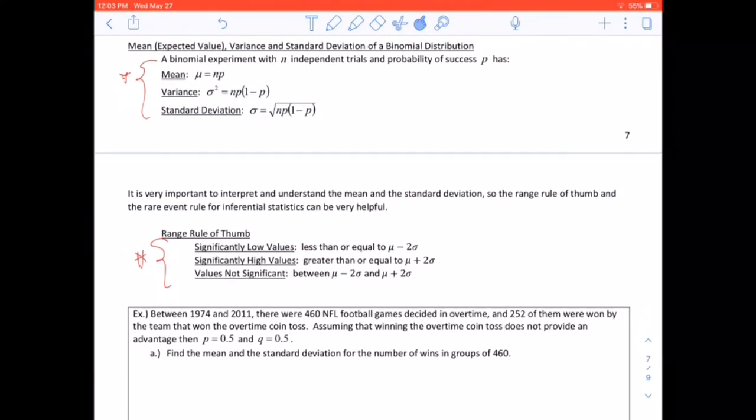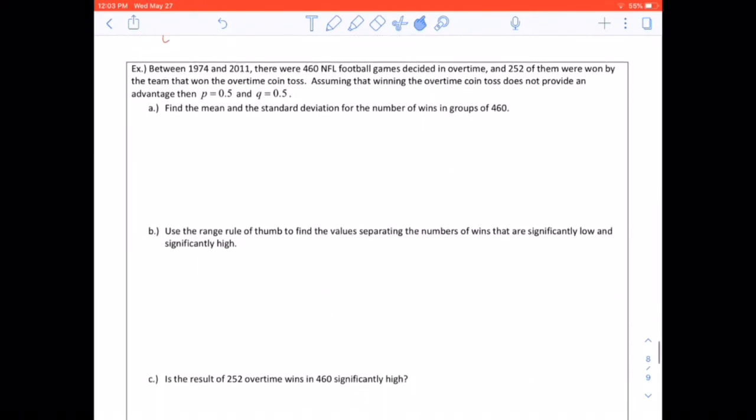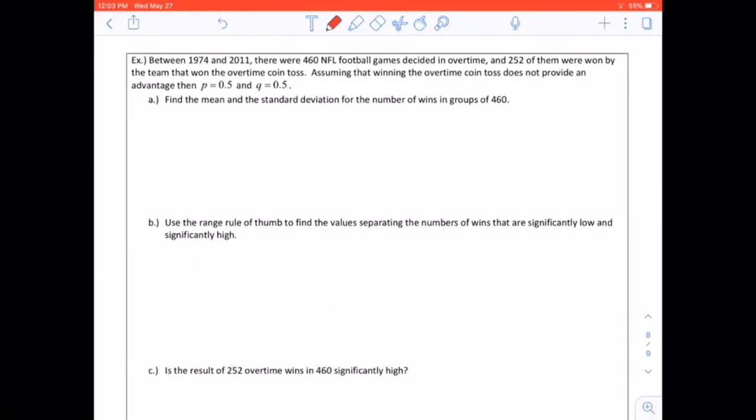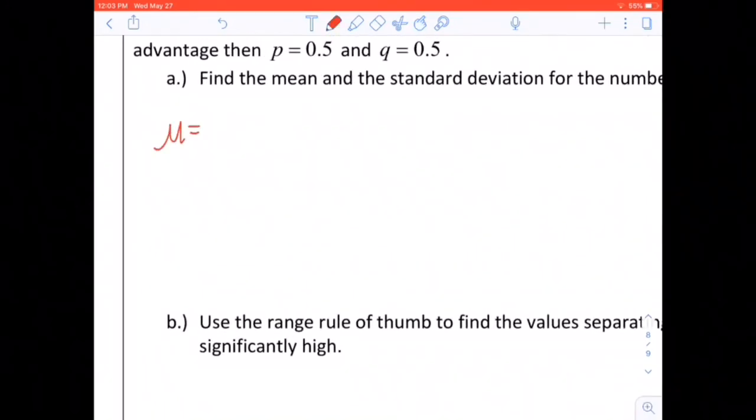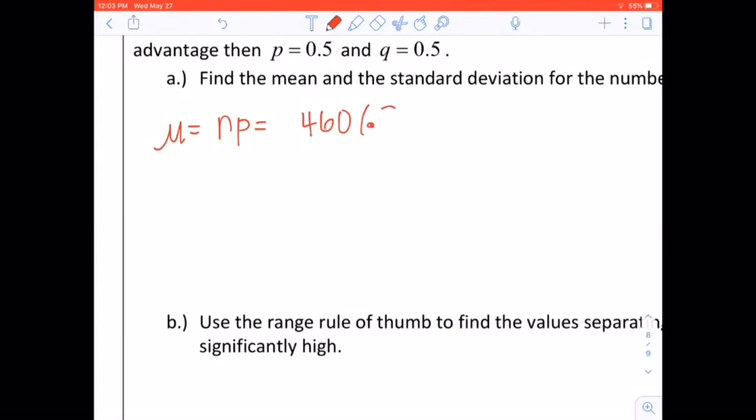And we have the mean is equal to n times p, and the standard deviation is equal to the square root of n times p times 1 minus p. Another way to think about this is that 1 minus p can also be written as q. So find the mean and find the standard deviation. So our mean is equal to n times p. N is the 460 games that we have times 0.5 is going to be equal to 230 games.